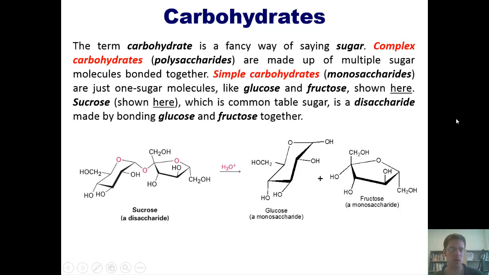Sucrose, shown right here, which is the structure for common table sugar, is a disaccharide made by bonding glucose and fructose together. Thus, you can see that if you take sucrose, table sugar, and you stir it around in aqueous acid, you can actually get it to separate apart into individual glucose and fructose molecules.